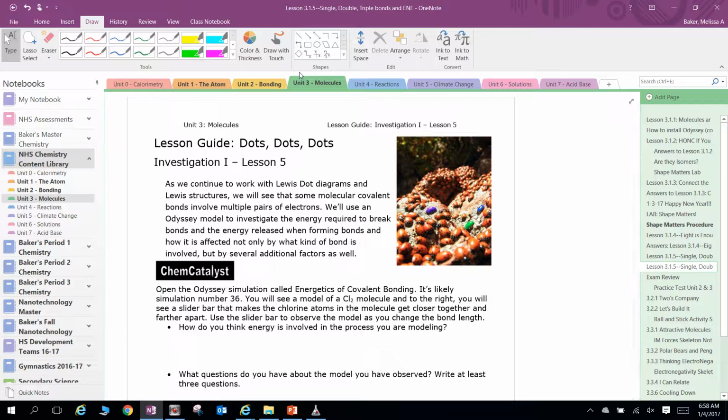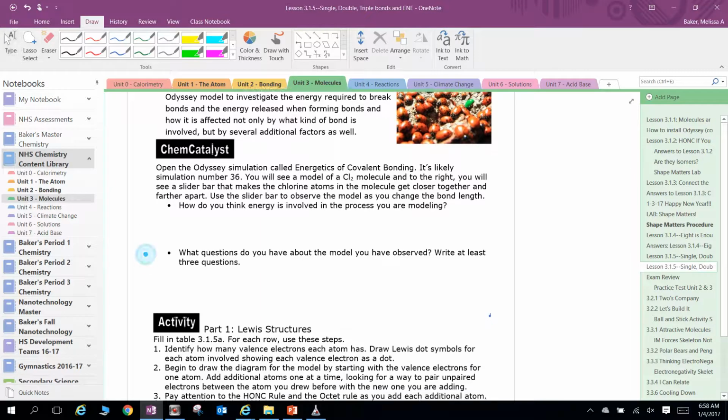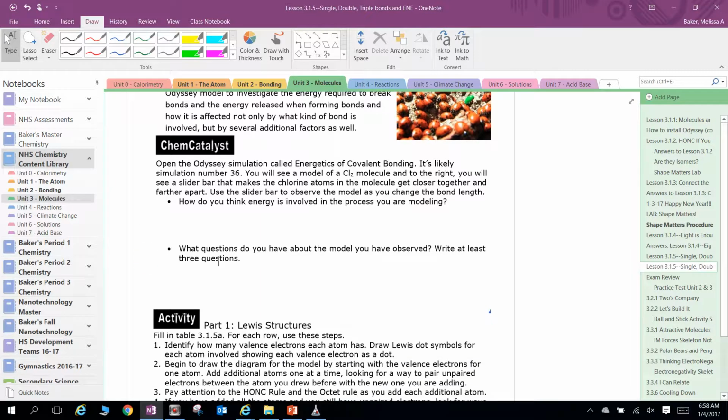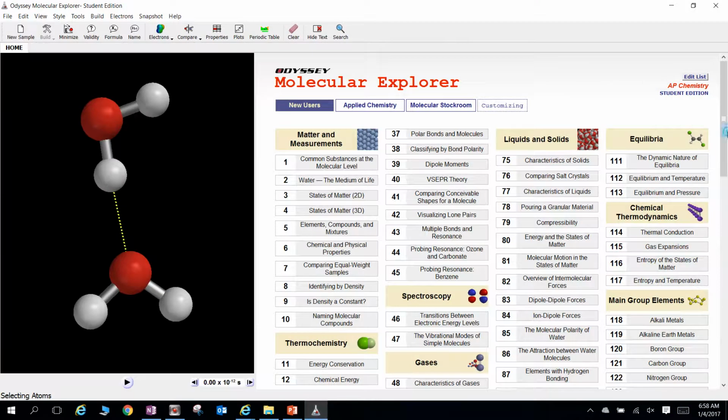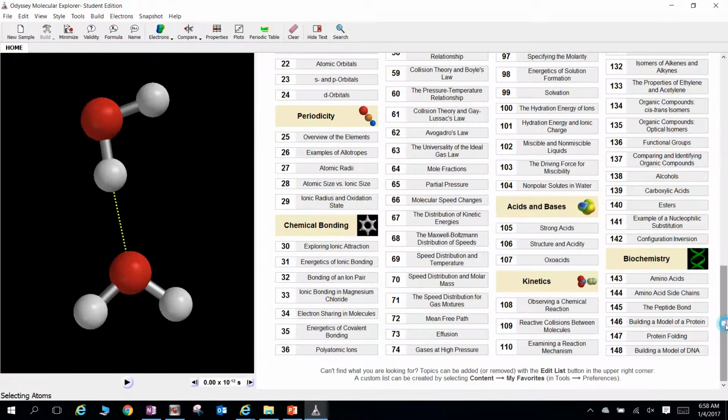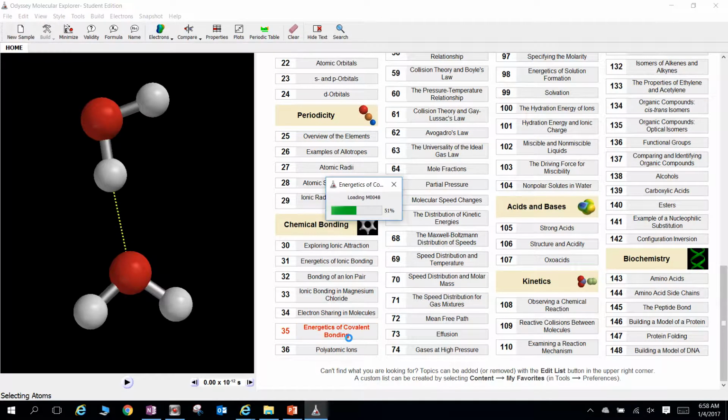Let's take a look at lesson 3.1.5. It's all about single, double, triple bonds and energy. So first it wants us to open an Odyssey simulation. In Odyssey, it wants you to go to simulation 36, but it's actually number 35 on mine, energetics of a covalent bond.